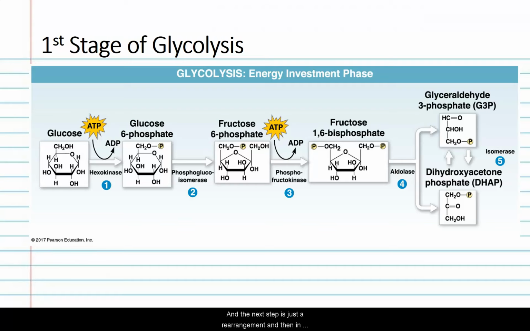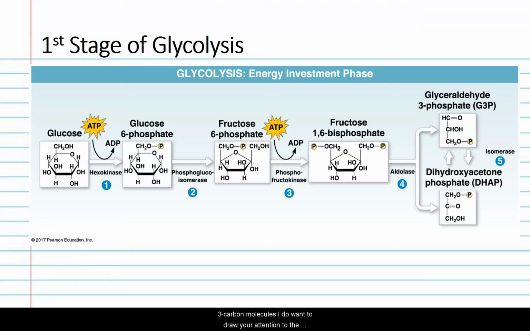In the next step, it's just a rearrangement. And then in the third step, we take a second ATP molecule and we add it to the other end of the molecule. So now we have fructose 1,6-bisphosphate. Now, that molecule has a phosphate group at either end. That makes it possible for the next step to occur, which is that the molecule actually gets broken in half into 2 3-carbon molecules. I do want to draw your attention to the name of that molecule at the end called glyceraldehyde 3-phosphate, or G3P for short.